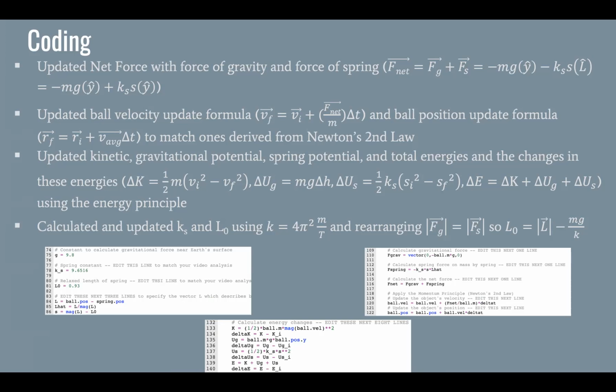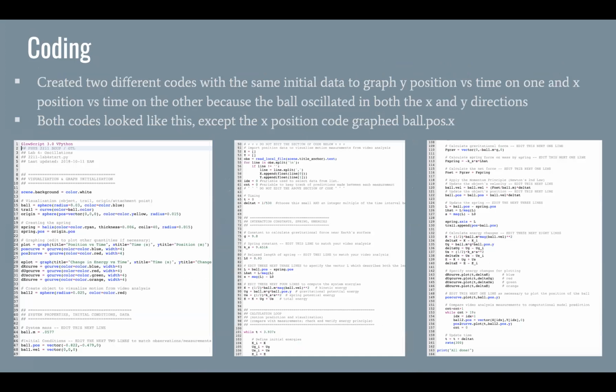I also created two different codes with the same initial data to graph the y position over time on one and the x position over time on the other because the ball oscillated in both the y and x directions. Both codes looked like these listed below, except in the x position code, I had a graph of ball.pos.x instead of ball.pos.y because it was graphing the x position over time.